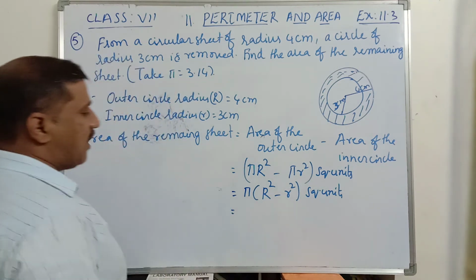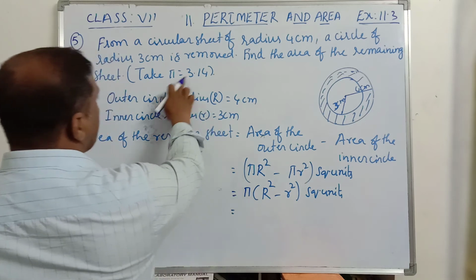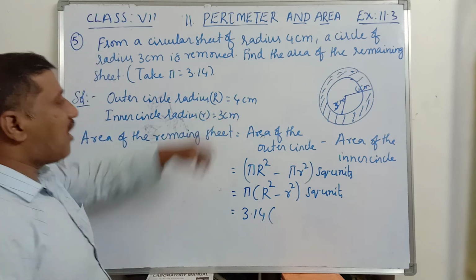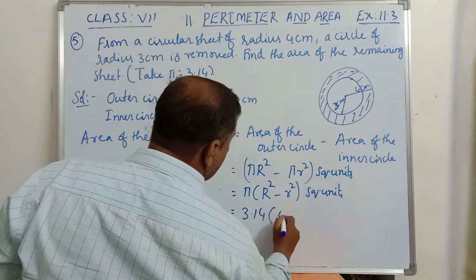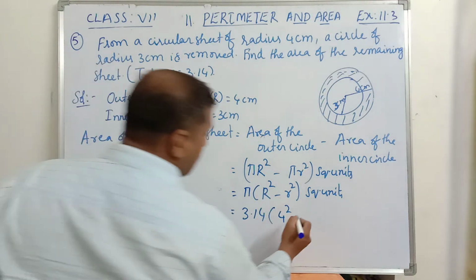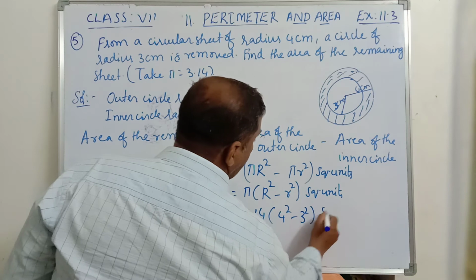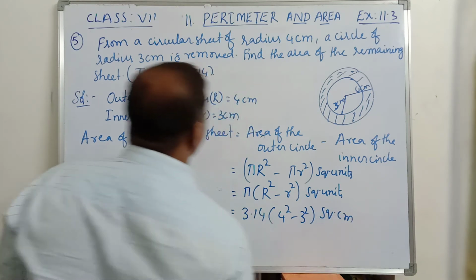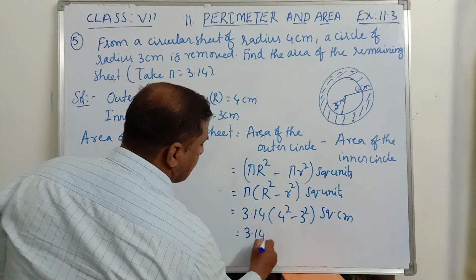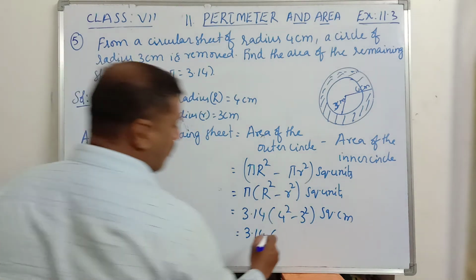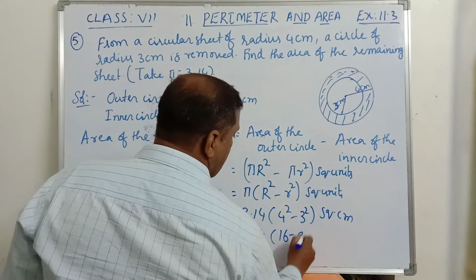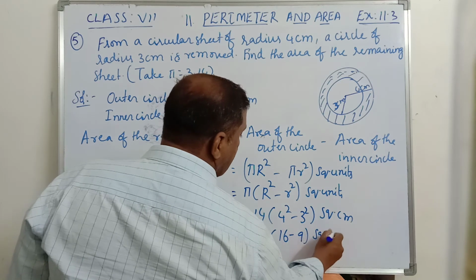Now substitute the values. Pi is equal to what we have to take? 3.14, right? 3.14 into capital R is equal to 4. R square means 4 square, minus small r is equal to 3. r square means 3 square centimeters. Now it is 3.14 into 4 square, means 4 into 4, 16, minus 3 square is equal to 3 into 3, it is 9 square centimeters.